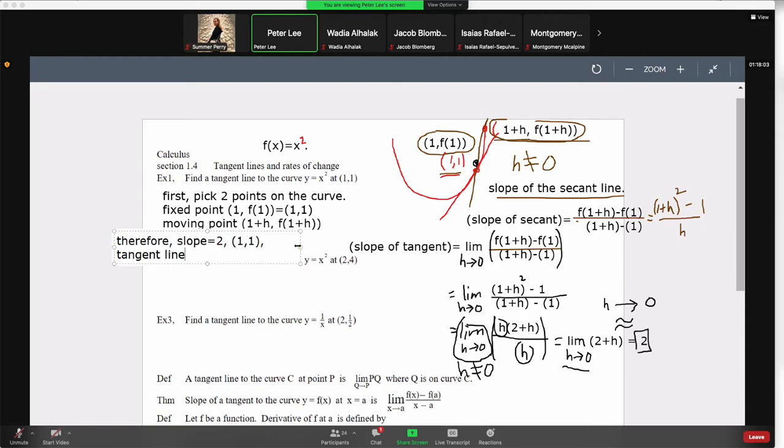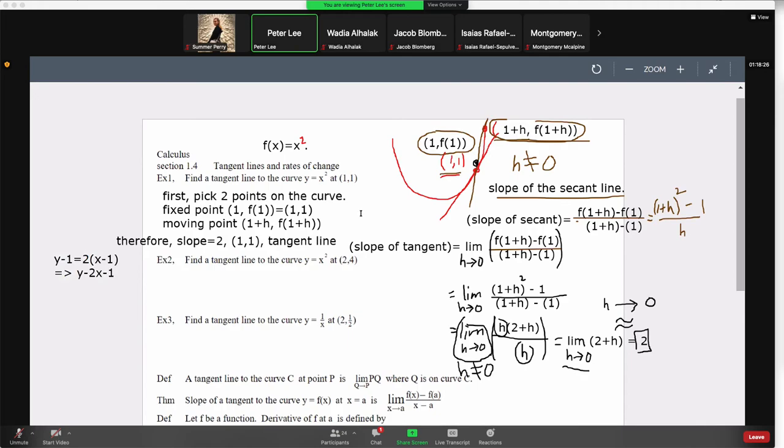I'm running out of space here. Let me just write the tangent line right over here. That will be y minus 1 is equal to 2 times (x minus 1). And then when you simplify this, we get y is equal to 2x minus 1. That is the tangent line.